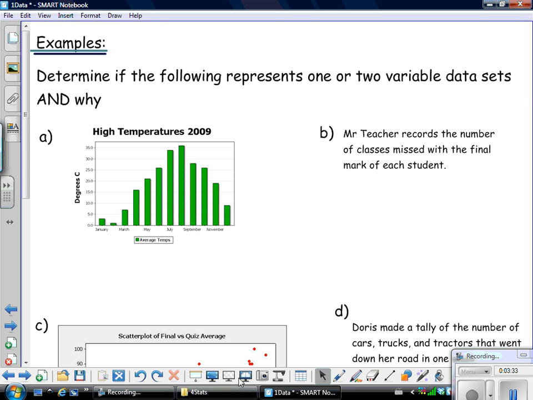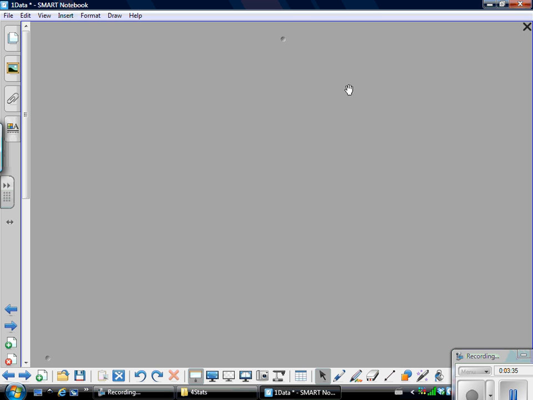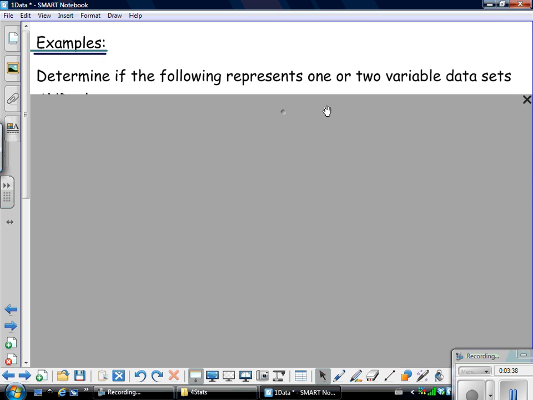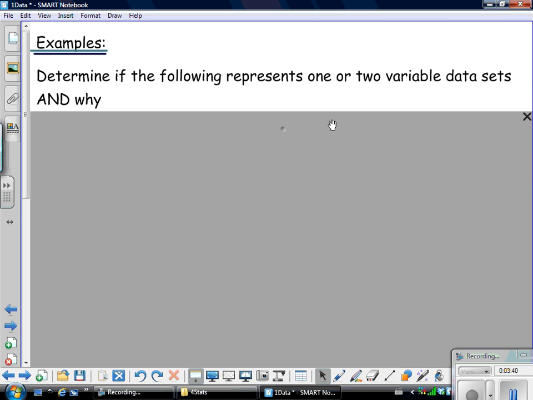Okay, so now we're going to look at some examples, and we're just going to put the screen up. The first thing that they ask us to do is to determine if the following represents one or two variable data sets and why. You can't just say it's this or that, because that's a 50-50 chance that you're right or wrong. So what I'm after is why you've made that choice.